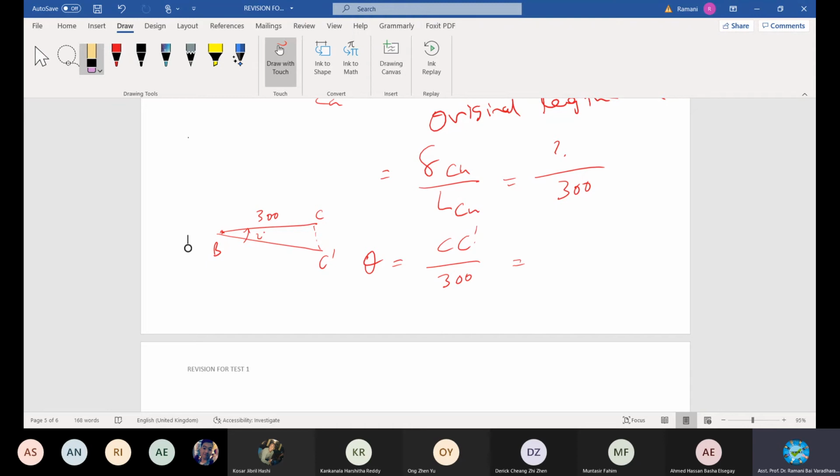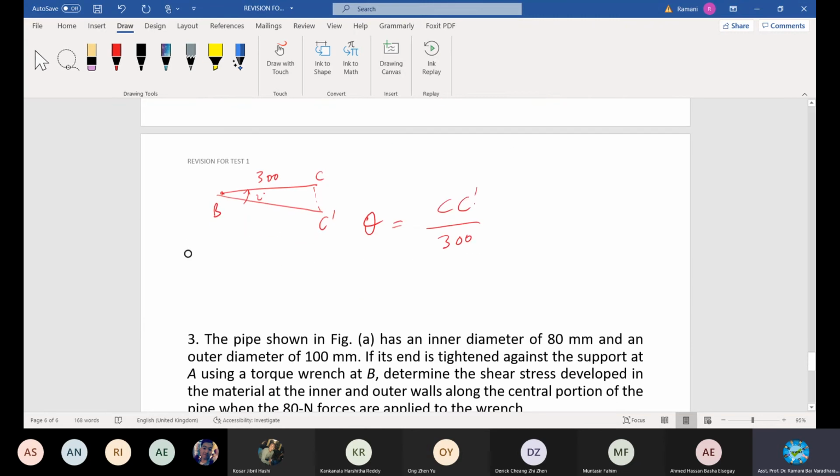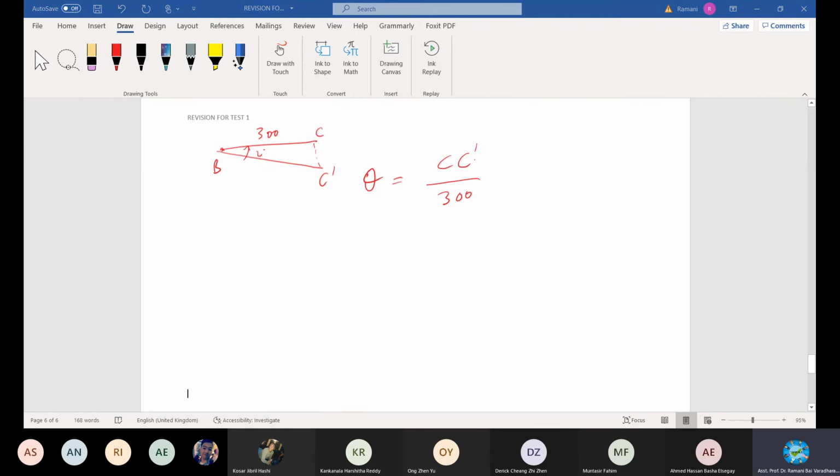300 is equal to... how much is theta in radians? Just now you found out. Give me the answer, please. Otherwise it's boring, if I'm only doing it. How much is the theta value, in radians? 0.03491 is equal to CC dash by 300.